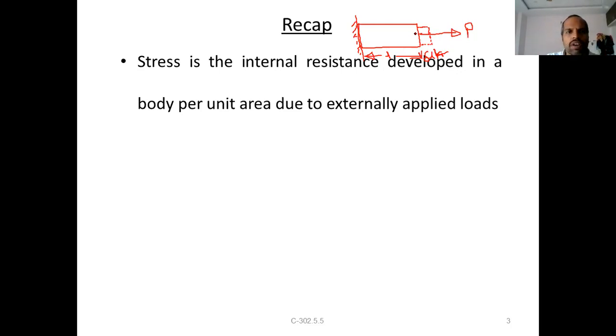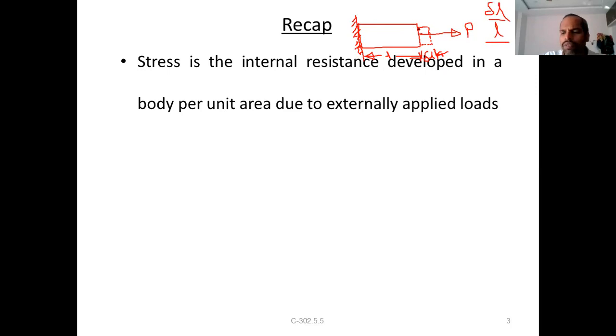Whatever length the body is elongated beyond its initial length due to the application of load, let us say that is delta L, and the initial length is L. By virtue of the property of the material, up to a certain stage the material offers resistance before undergoing any deformation. Initially there will not be any deformation straight away.